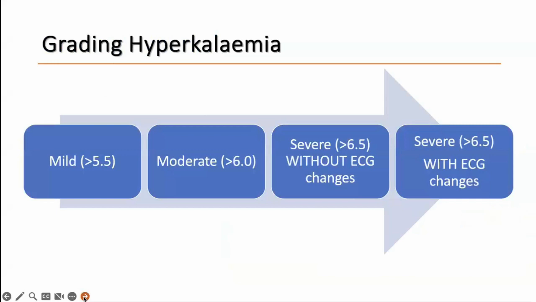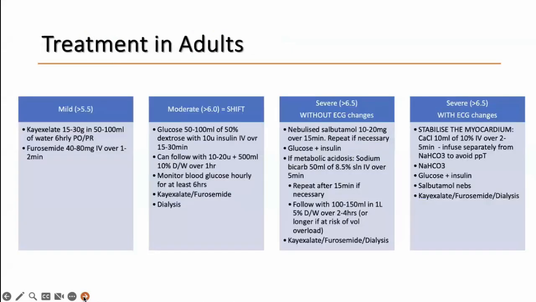Now, before we get into treatment, we know what we need to do. We need to know when we should treat and what to look out for. So for the grading of hyperkalemia, you've got mild, which is more than 5.5, moderate, which is more than 6, and severe, which is more than 6.5. In severe, you've got 2 different subcategories, one without ECG changes and then one with ECG changes, which is very important to remember when you are treating. Okay, the next slide. So we're going to start with treatment in adults.